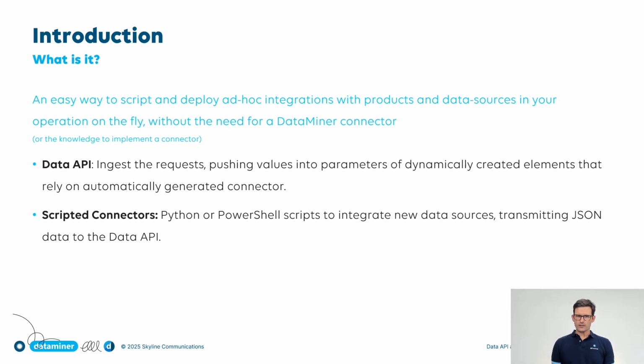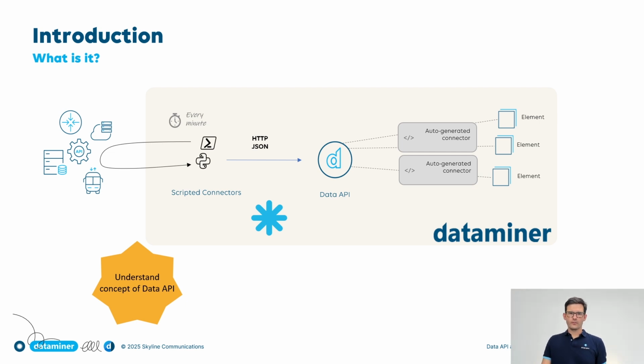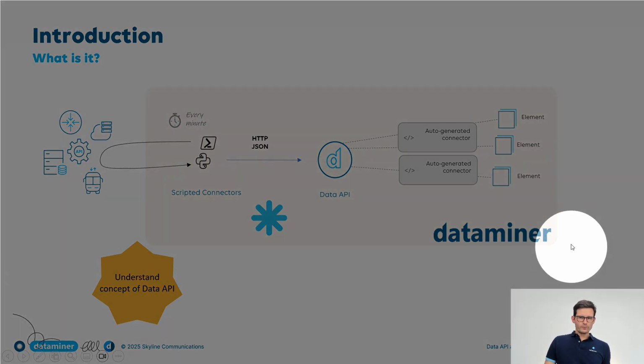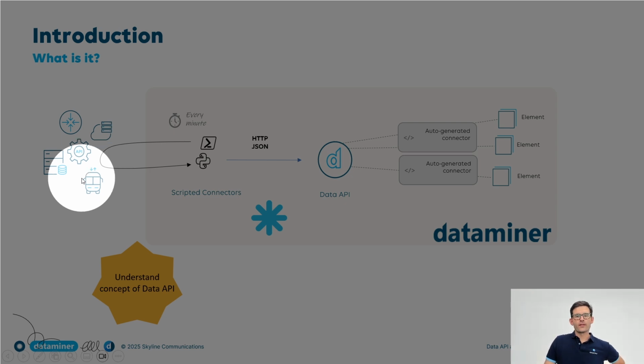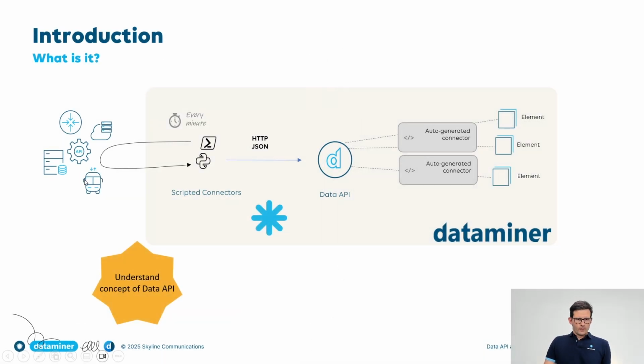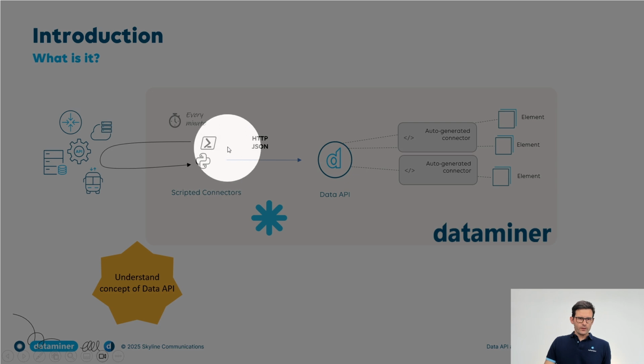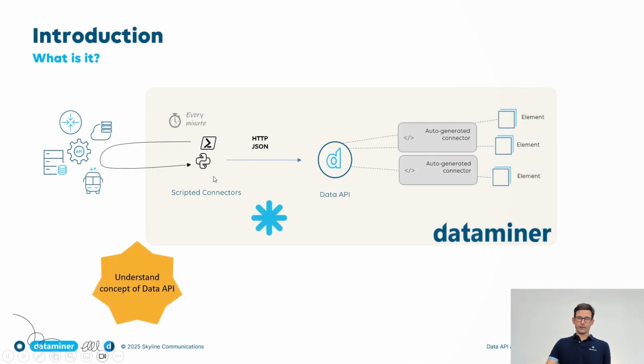Let's have a visual representation of this. So we have on the left-hand side our equipment, our data sources, our products that we want to get data from. And on DataMiner, we create scripted connectors. Today, as I said, we support PowerShell and Python script. By default, these run every minute. This is fixed at the moment. That's a limitation that's going to show up at the end of the presentation.